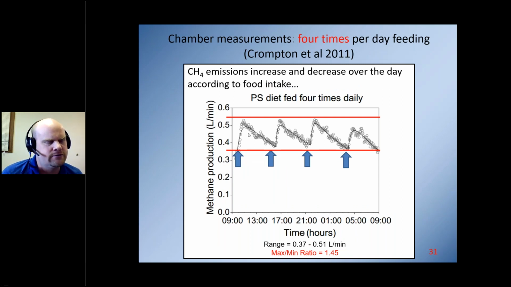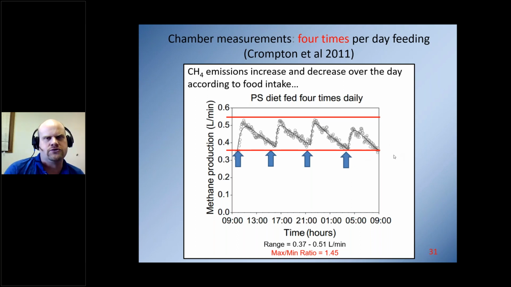Again, you see the same pattern, but instead of feeding one mass of feed at the beginning of the day, he fed them 4 times, a quarter of the amount each time. Again, methane emissions go up and then decline until the next visit. But the ratio of the maximum hour divided by the minimum hour is quite a bit less. It's only about 1.45. So as these animals eat more frequently, the diurnal pattern decreases with increasing feeding frequency.